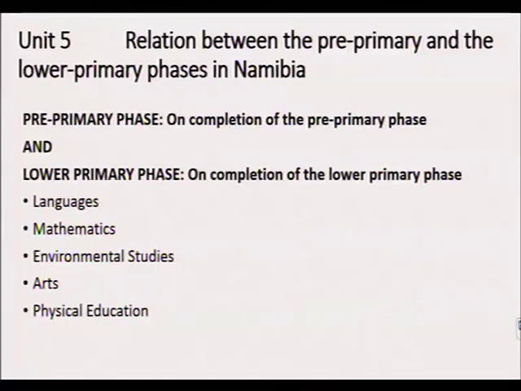Unit 5. I want you to go and do some serious self-study and focus on the pre-primary as well as the lower primary phases in Namibia, specifically looking at what the correlation between the two is. If we look at the learning outcomes for the pre-primary phase as well as the lower primary phase, considering languages, mathematics, environmental studies, arts, as well as physical education, how do they differ or how do they complement one another?